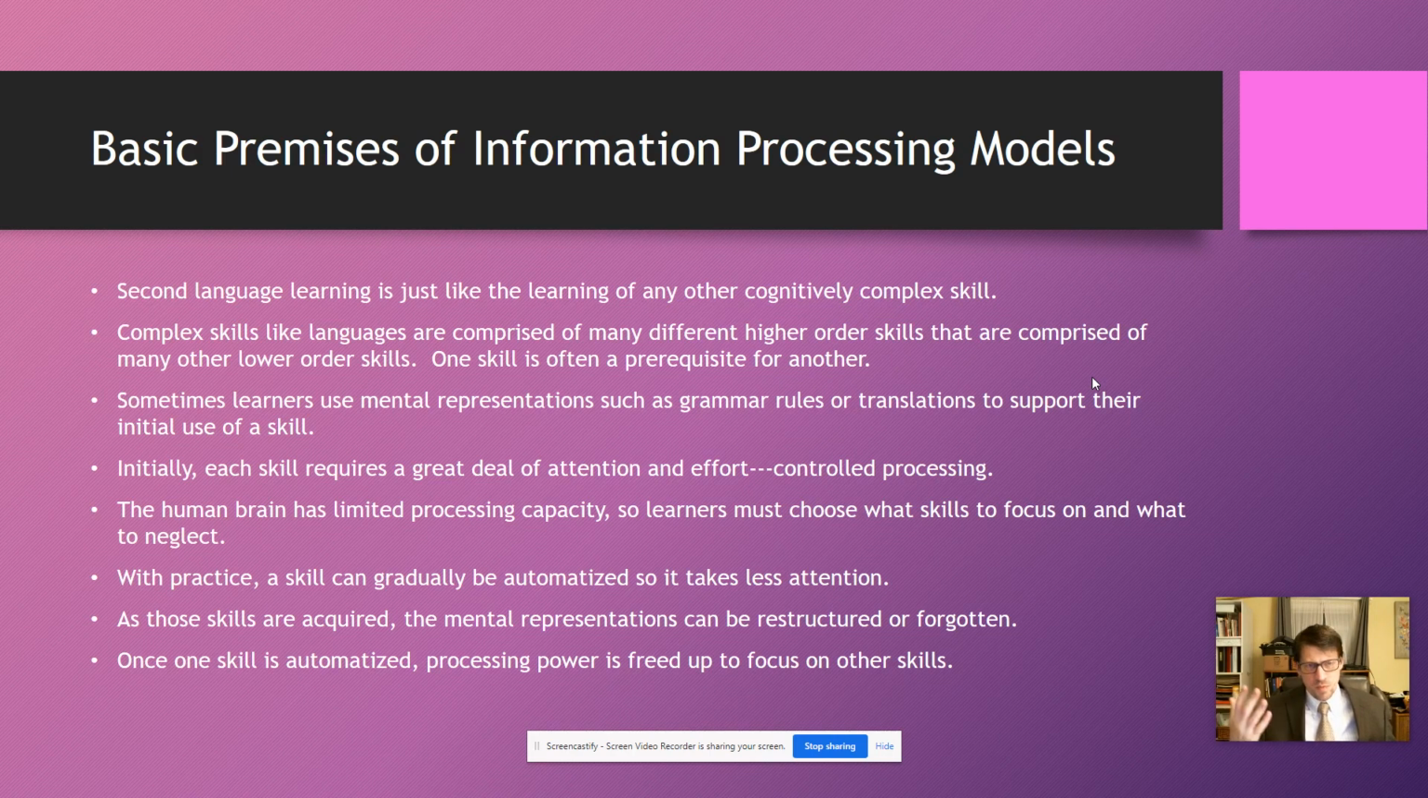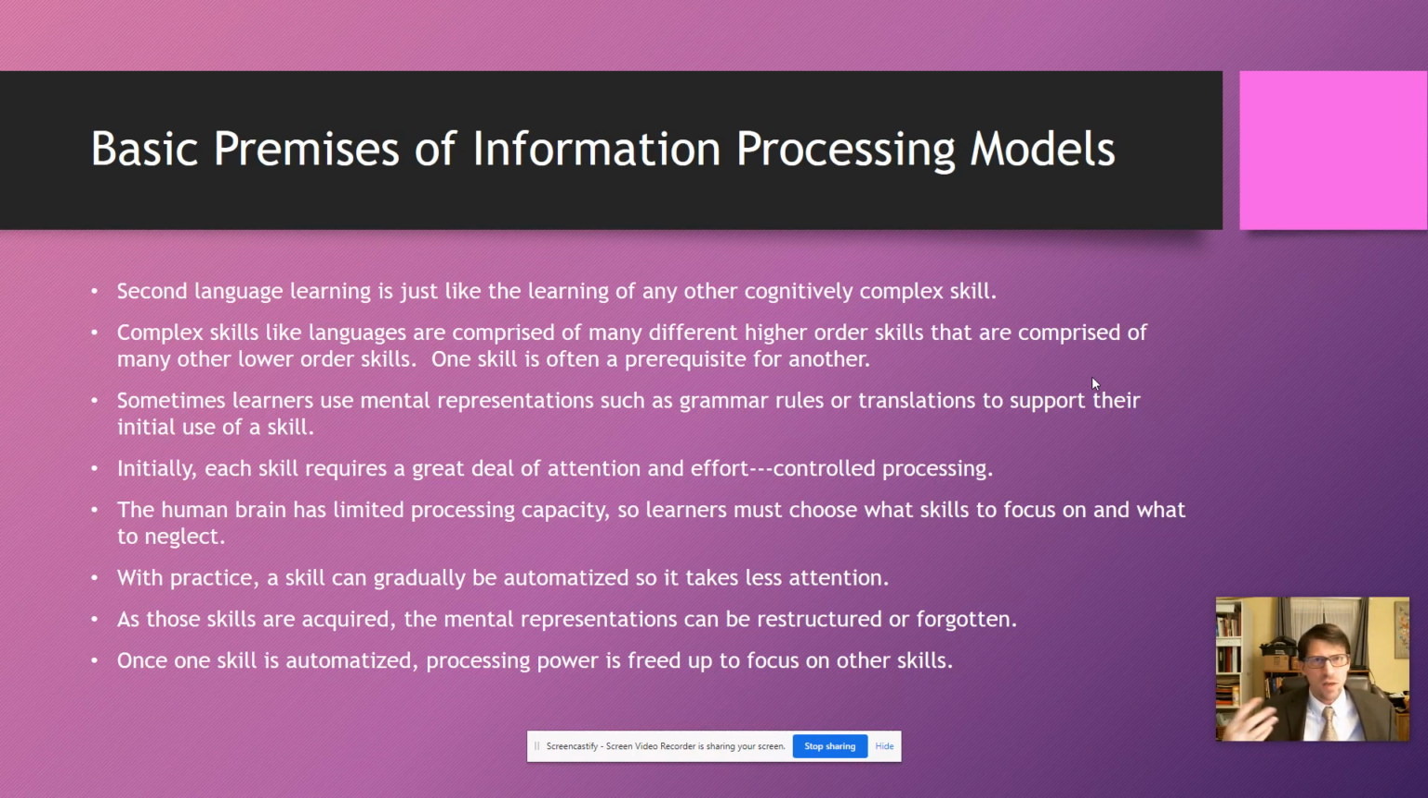The human brain, as we said before, has limited processing capacity, so learners must choose what skills they're going to focus on and what they're going to neglect. And they do that strategically. With practice, information processing theory says, a skill can gradually be automatized. When it's automatized, it's automatic and it takes less attention.